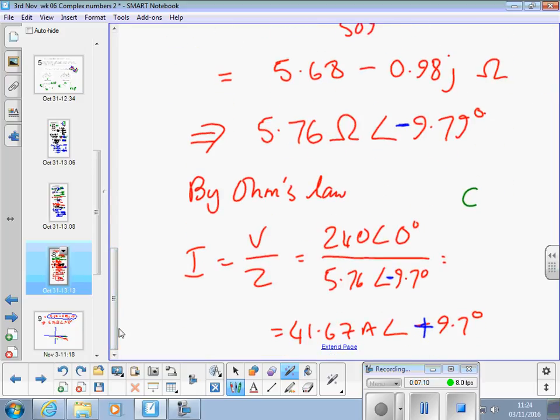Then we used Ohm's law with that correct version of the impedance in polar form, V over Z, to find the current in amps, and notice that when we do that, it changed the sign of that angle to a positive one. With a negative angle impedance, you get a positive angle current, and vice versa.